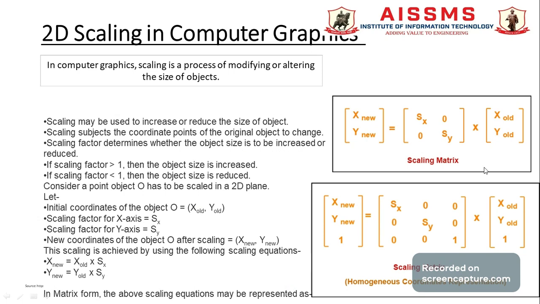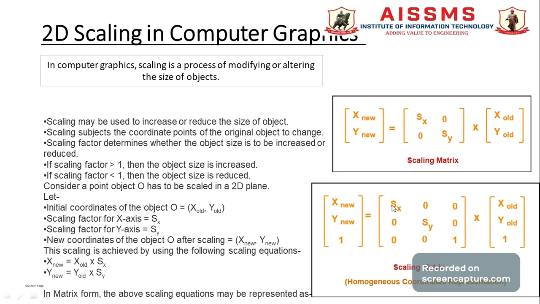The matrix form of the above equations may be represented as shown in the diagram. Suppose x new and y new are the newly generated coordinates after the scaling transformation. We define x new and y new as equal to the matrix sx 0, 0 sy, the scaling factor matrix, multiplied by your old object coordinates, x old and y old. This is the matrix representation of your scaling equation.